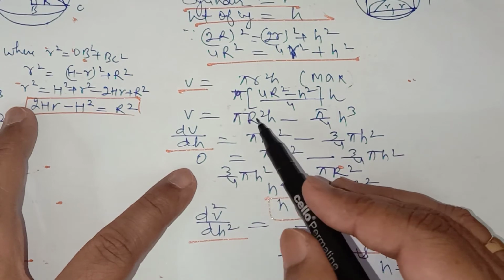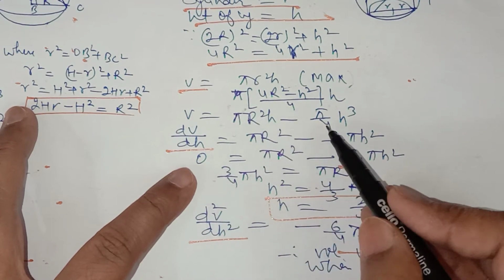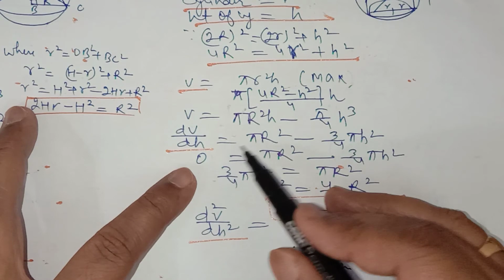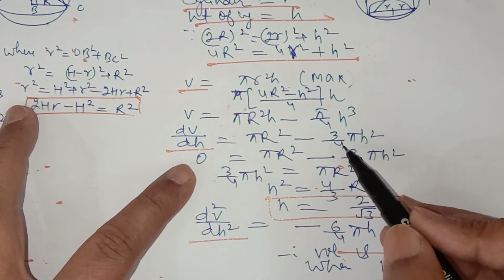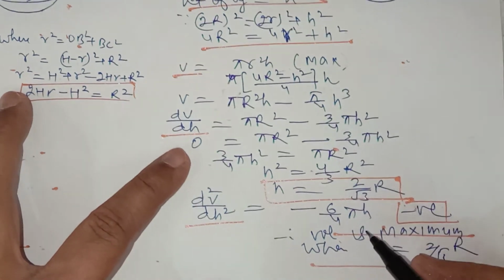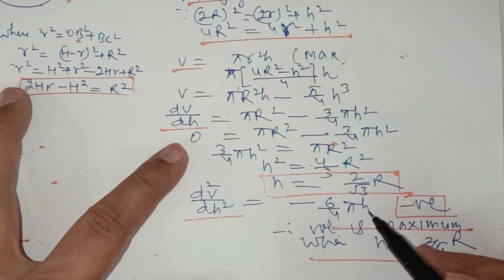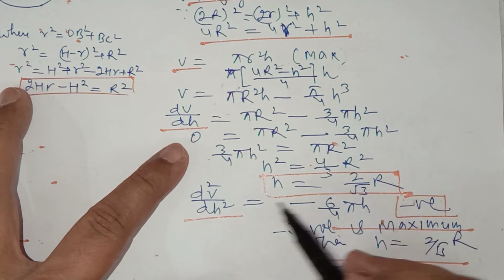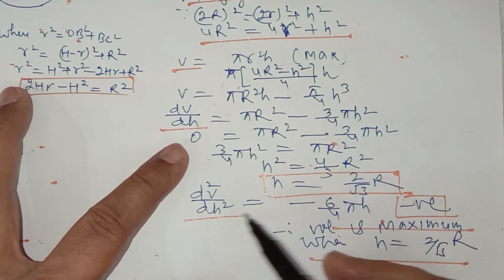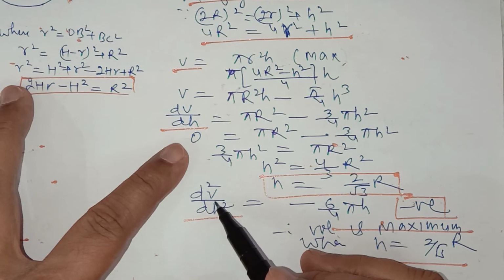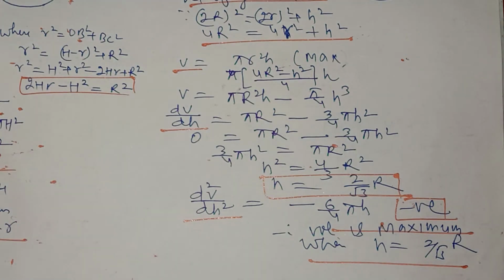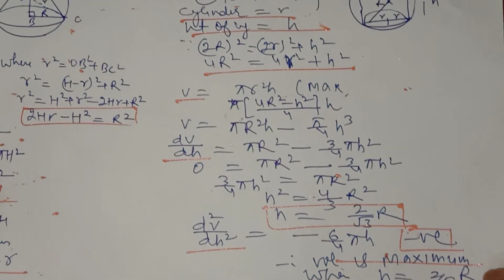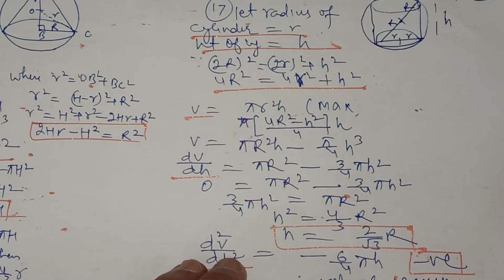When you find the second derivative, differentiate with respect to h, it will be minus 3 upon 2 pi h, which will be negative when h is equal to 2 upon root 3 into R. Because the second derivative of the volume is negative, it means the volume is maximum when h is equal to 2 upon root 3 R. So this is question number 17 of this miscellaneous exercise. It is a somewhat easy question.